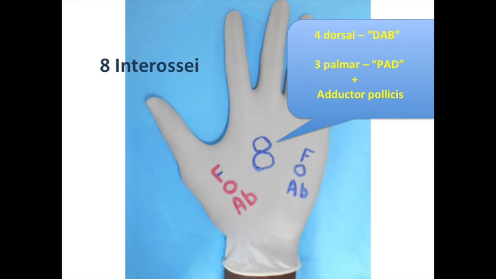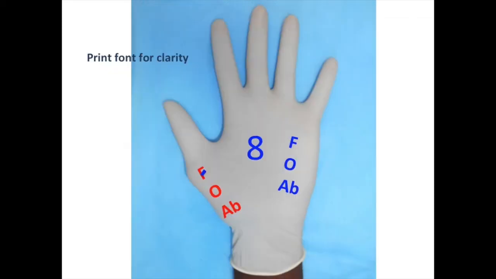Now with your blue marker, draw the number 8 in the palm of your hand. The 8 stands for the interossei muscles. The 4 dorsal, called the DAB muscles, that means the dorsal interossei abduct the fingers. There are 3 palmar interossei, or called PAD. The palmar adduct the fingers, and the adductor pollicis is included within this group. You can pause the video while you draw the number 8 in the palm of your hand as shown. This picture uses print font for clarity.